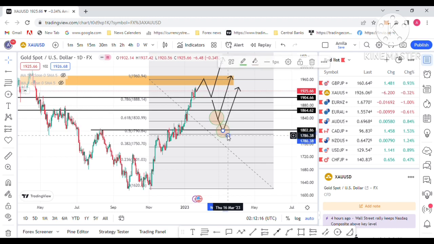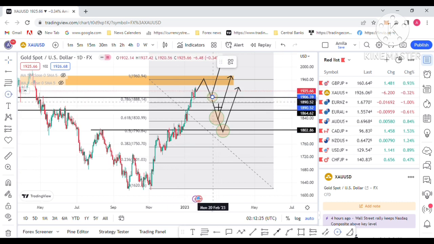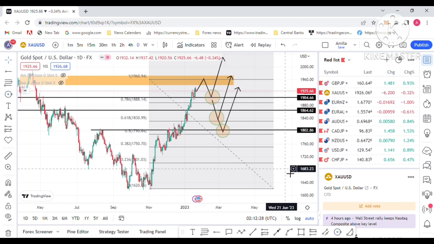The second area is the 0.5 area to buy gold. That's the Fibonacci retracement. The third area is the 0.686 area to buy gold. Those are the three areas to buy gold next week. You can get confirmations on a small time frame to buy gold.